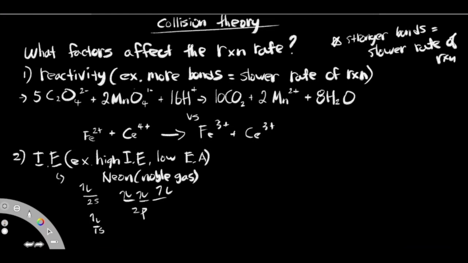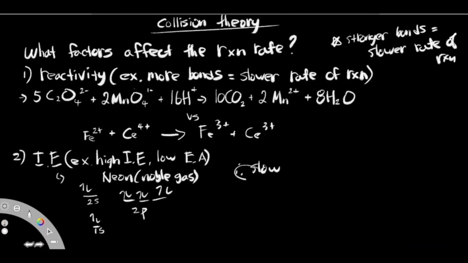It's not going to give off any energy in order to take an electron. It doesn't need it. It's already very happy. So in this case, it has a very high ionization energy and a very low electron affinity. So in this case, obviously, this is going to be a lower rate, okay? It's going to be very slow. Therefore, slow. Okay, so that's what we have here.